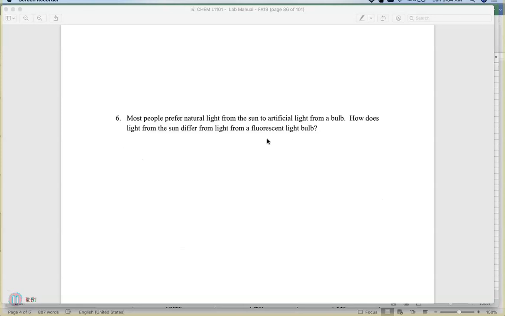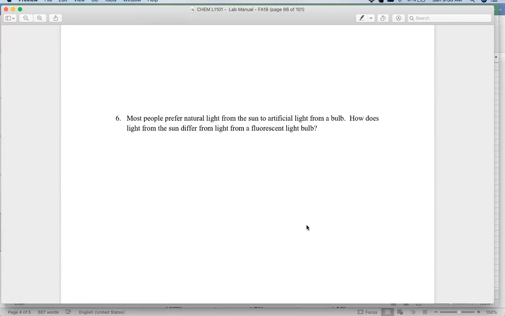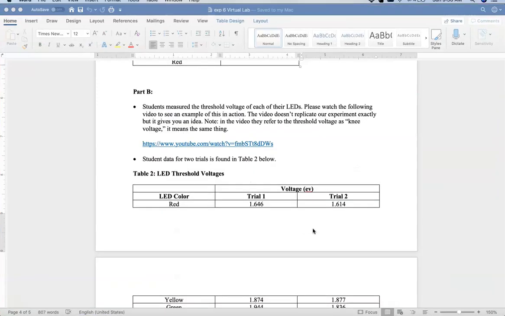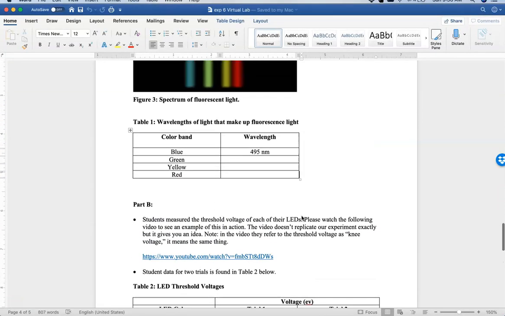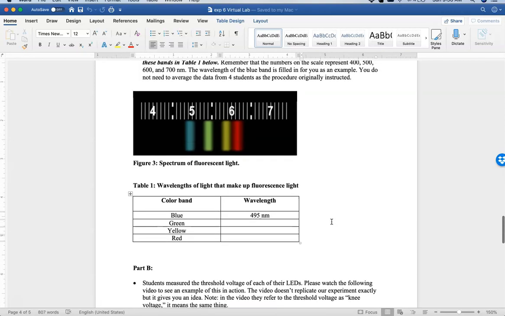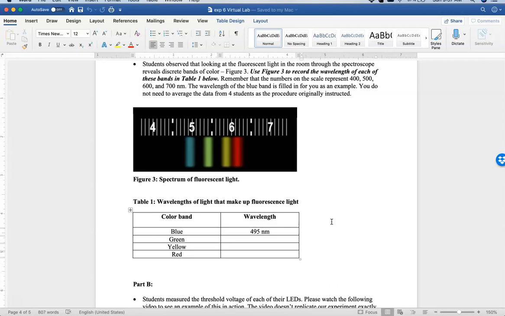So what is this question referring to? Let me back out, and we'll go back to the worksheet, or at least the description of the worksheet that I sent out a couple of days ago. So what am I talking about? Fluorescent lighting passed through a prism, right? In this case, the prism is a handheld instrument. We call it a spectroscope.